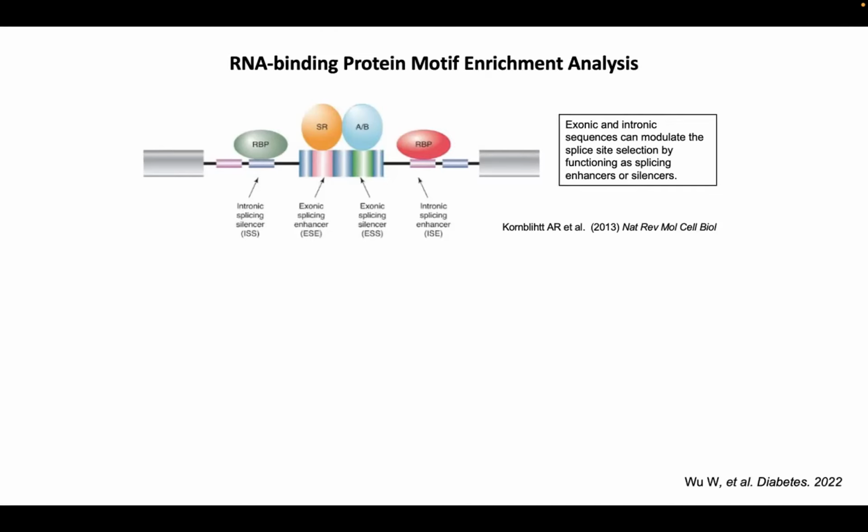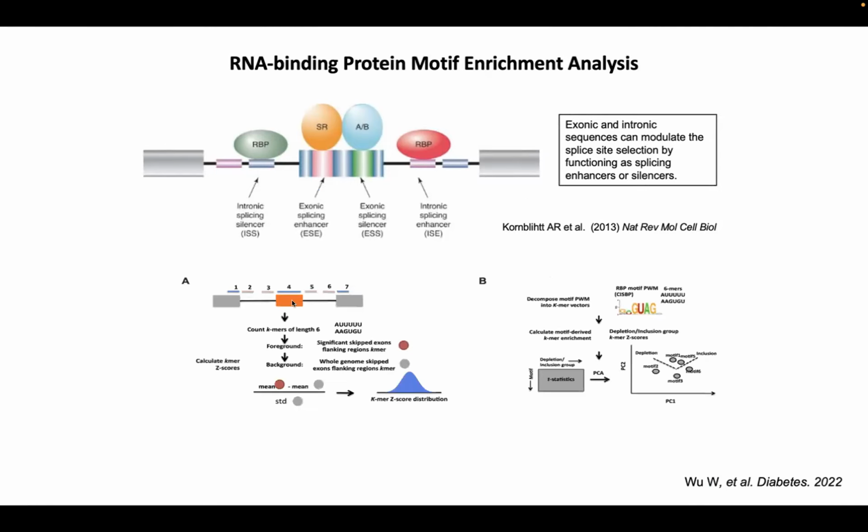Firstly is the RBP motif enrichment analysis. The literature reports that the exonic and intronic sequences surrounding skipped exons can modulate splicing as a silencer or enhancer. So with this algorithm, we grab the sequences around the skipped exon in a total of 7 regions and count the k-mer occurrence, comparing those k-mer occurrences with background to get a Z-score.